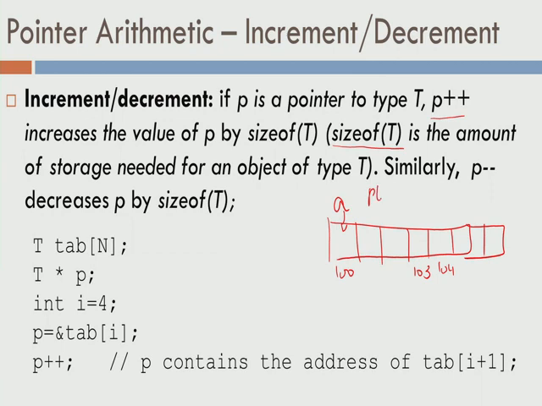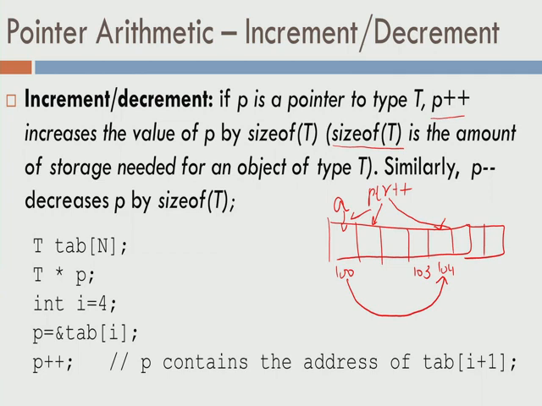If PTR is made to point to A, and if you do PTR plus plus, PTR will not point to 101 because the data type PTR is pointing to is integer. The next valid integer is 4 steps away from 100. So PTR plus plus will make it point to the integer at location 104.